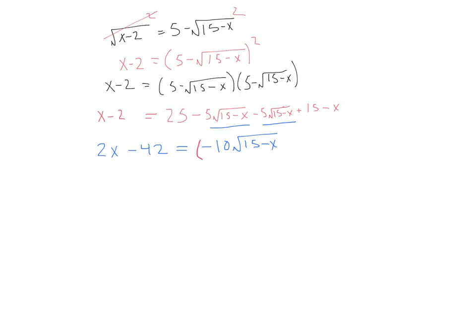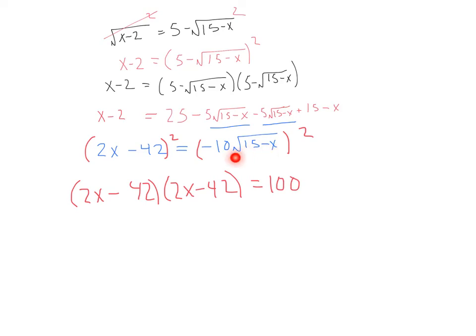Now we want to get rid of this square root over here, so let's square both sides again. On this left side, we're going to have to FOIL it out. We're going to have to distribute 2x minus 42 times 2x minus 42 equals, this is going to give me negative 10 squared, which is 100. And then this square root of 15 minus x squared will just cancel, so times 15 minus x. Alright, we're going to have to distribute all of this out, and then again, we're going to have to set it all equal to 0 so we can solve. I'm going to go ahead and do that now.